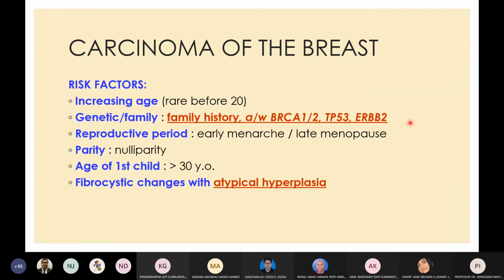Okay, and as I have discussed at length, fibrocystic disease or fibrosis change associated with atypical hyperplasia. And a patient who had breast cancer diagnosed in one breast is at higher risk to develop it in the other one. And another carcinoma associated with breast cancer is endometrial cancer, again hormonal related. So know these risk factors. This is very important. You must know this. Your favorite exam question: risk factors for carcinoma of the breast. Take note.